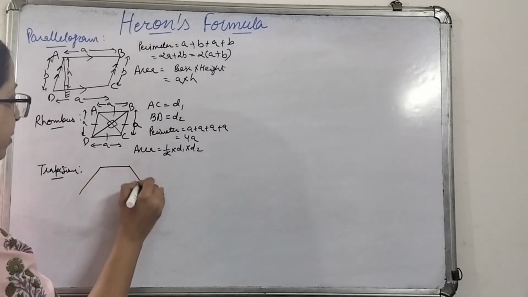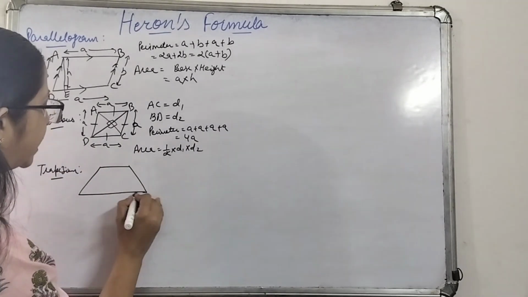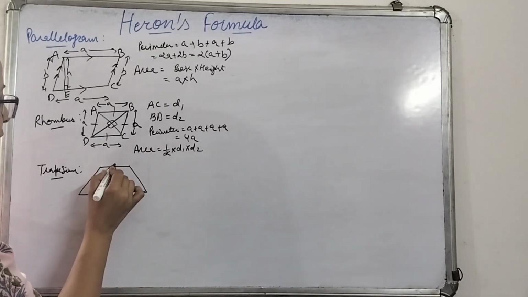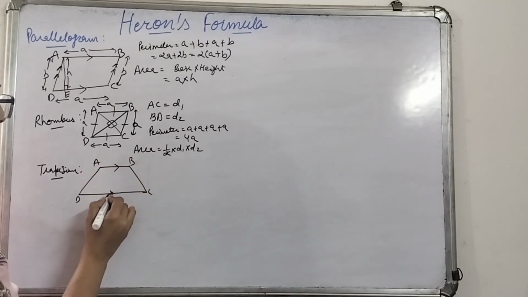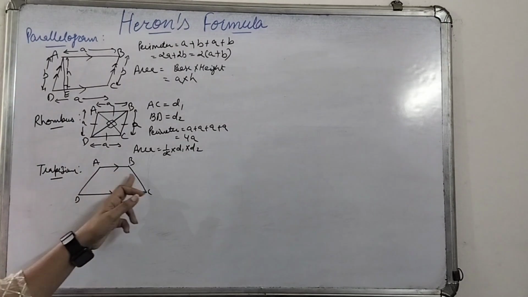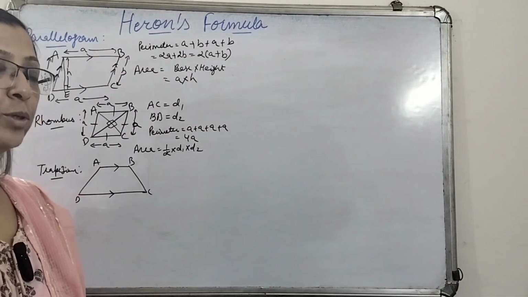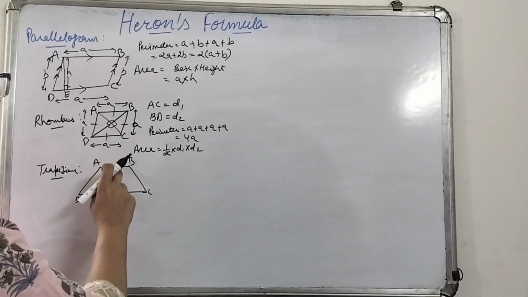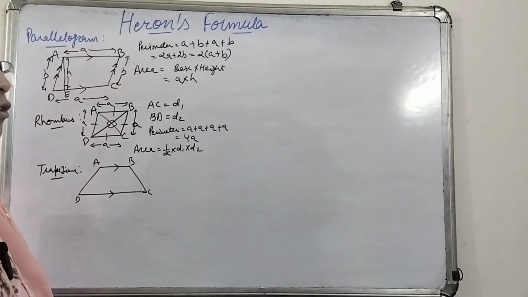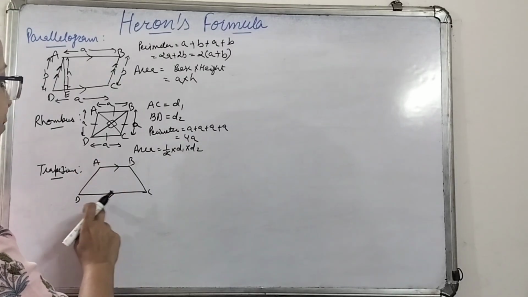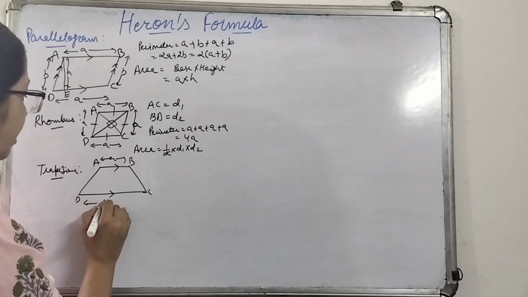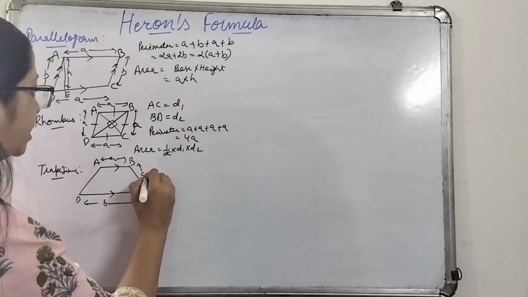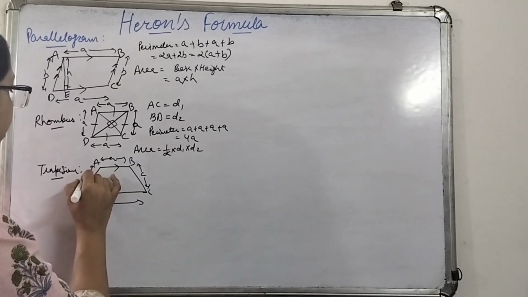Trapezium is a quadrilateral in which one pair of opposite sides is parallel. So if this is ABCD, then AB will be parallel to CD. The other pair of opposite sides is not parallel to each other, but only one pair of opposite sides is parallel in the case of a trapezium. Over here, AB is parallel to CD. If this is your A, this is your B, this is your C, and this is your D.